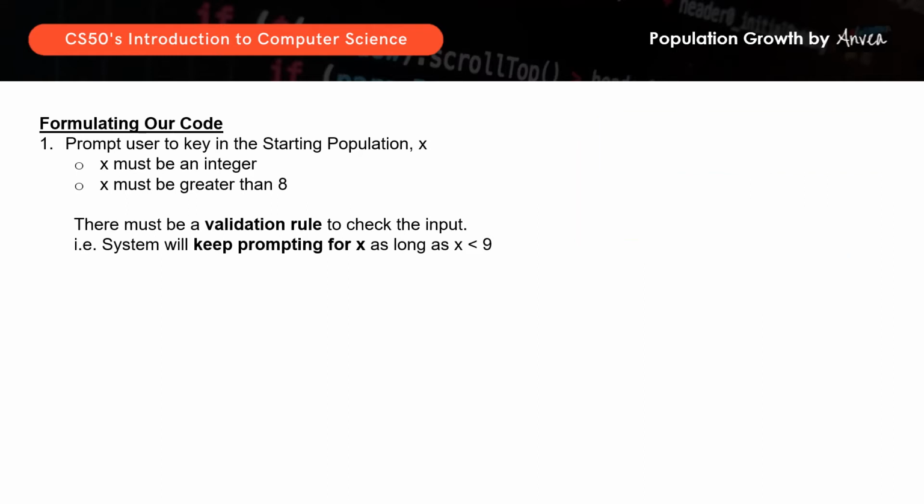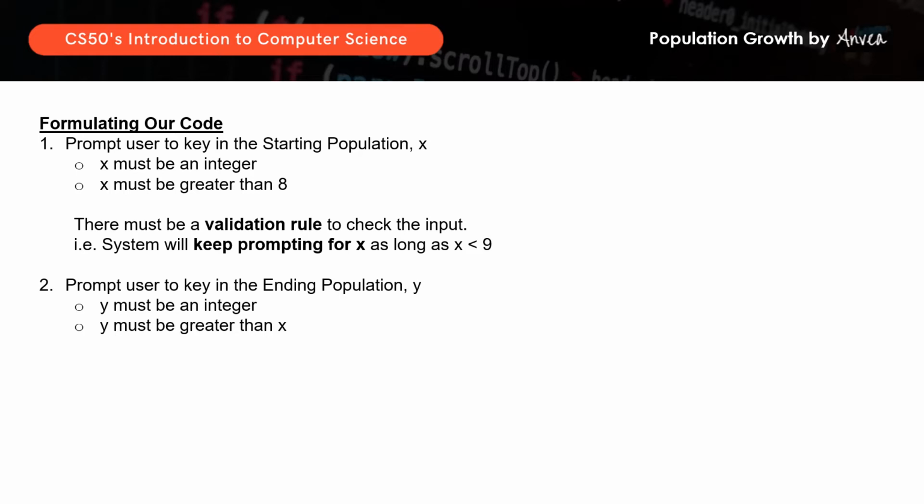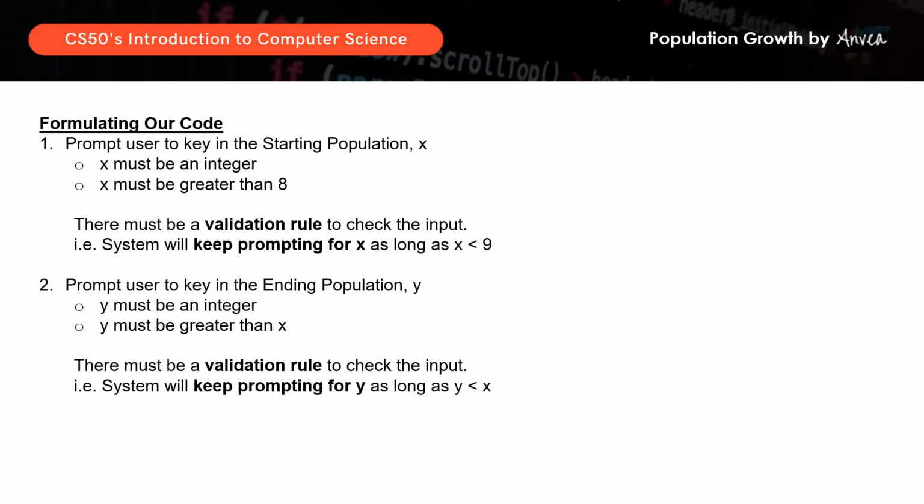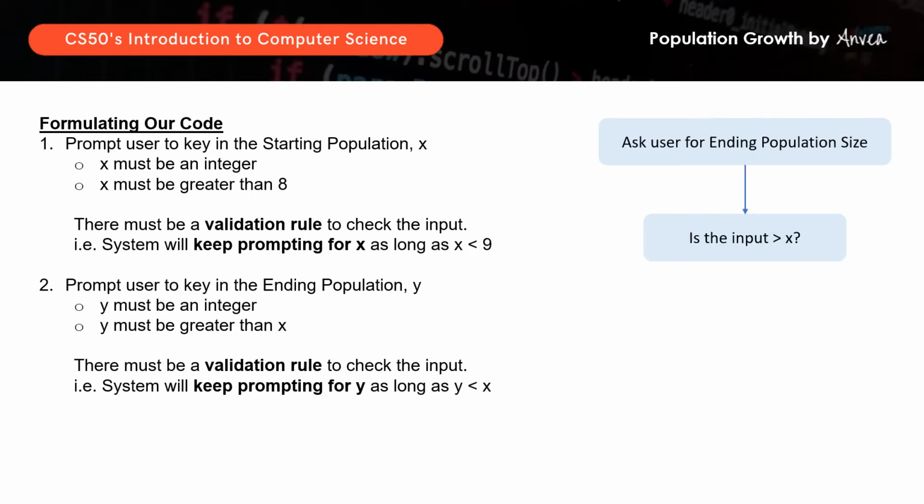Next, the user will also be prompted to key in the ending population, which we will use y to represent. Again, there are some checks in place, which is firstly, y must be an integer, and secondly, it must be greater than your starting population. Likewise, there will be another validation rule to check the input, and the system will keep prompting you for an ending population if you key in a number that is less than your starting population. Likewise, you can see that we have another loop here, where you will ask the user for the ending population size, and if it is greater than the starting population that you key in earlier, the code will move on to the next step. But if you key in an ending population that is less than the starting population, the program will bring you back to the start again and ask you to key in the ending population.